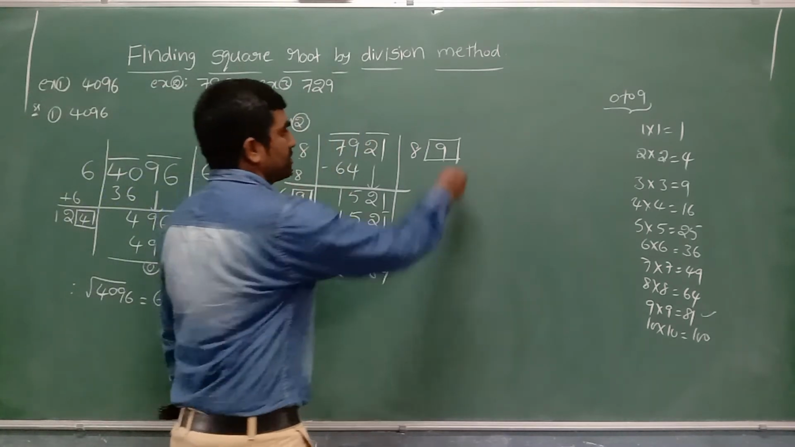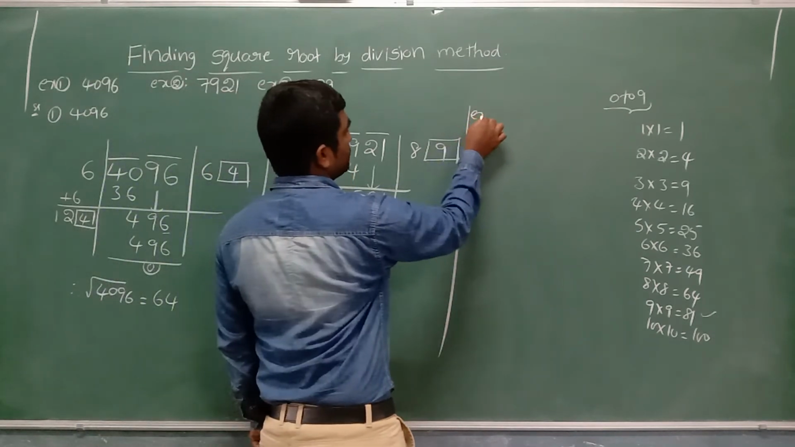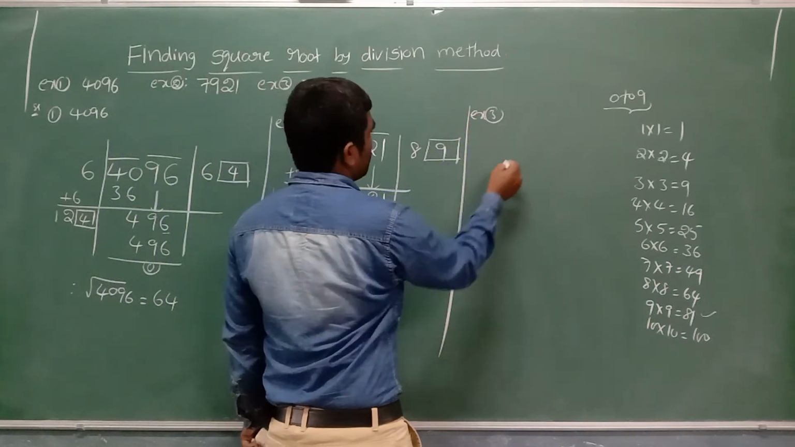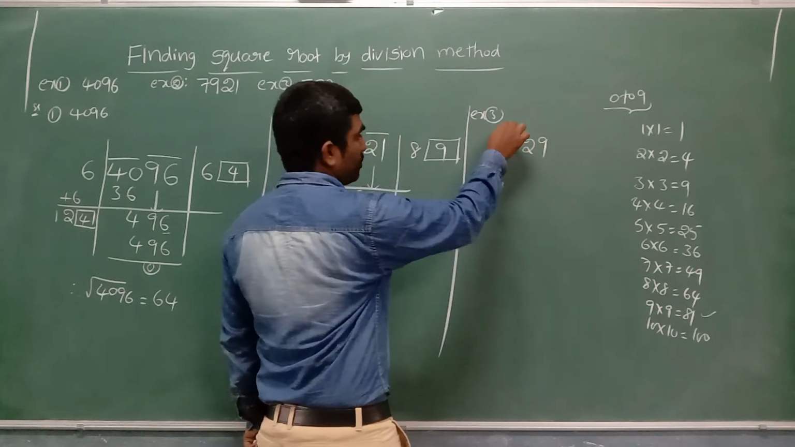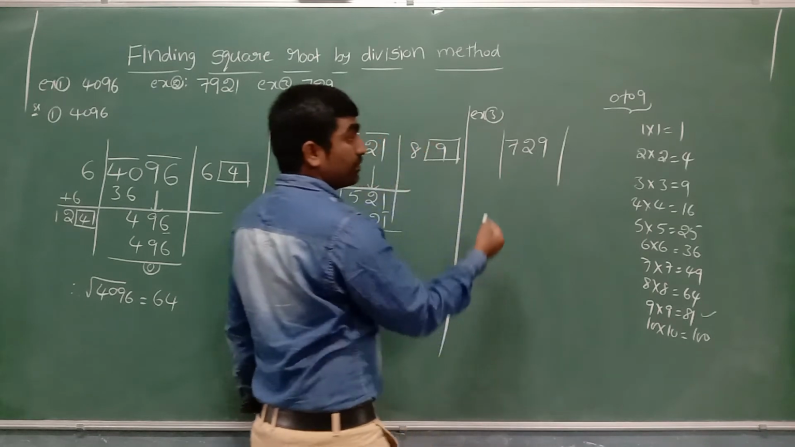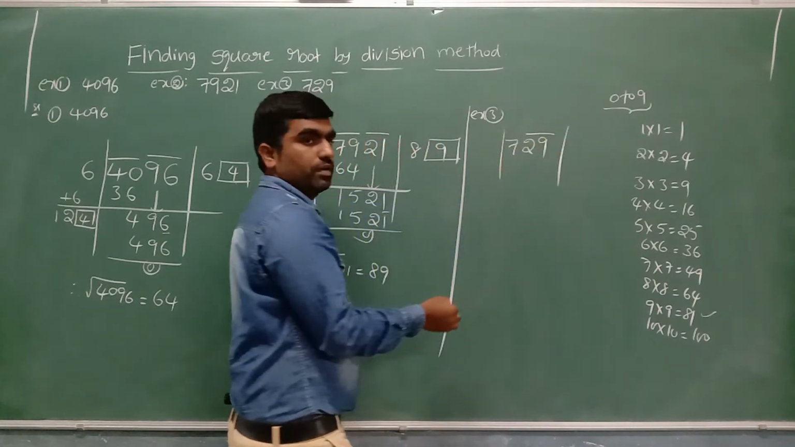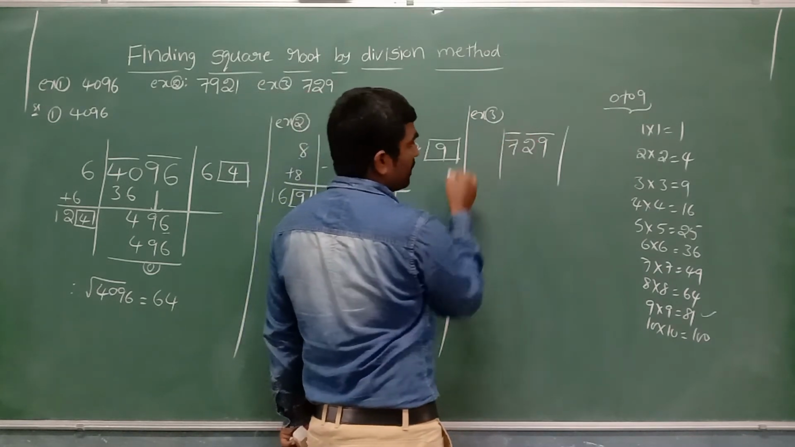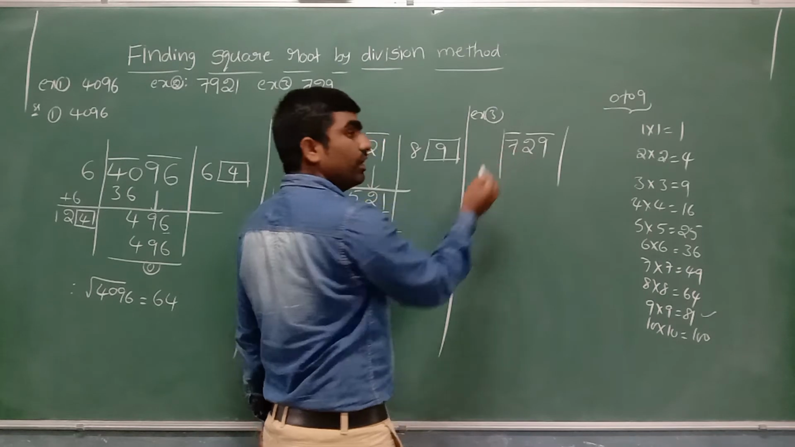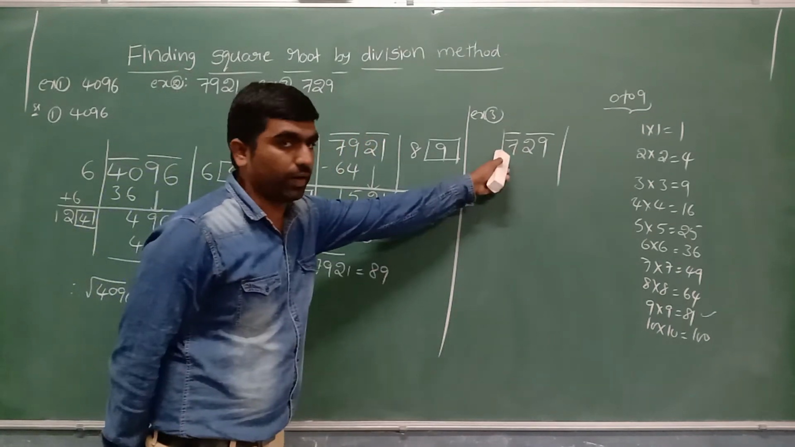Now let us see the last example. Example 3 I am taking here. So what is the given number over here? Given number is 729. Two vertical lines from the ones place. For every pair of digits, keep the bar. So here you can see only one digit. No, you just keep the bar. Or else you can take 0 before it if you want 2 digits. Or else you can keep like that also, for a single digit also you can keep the bar.